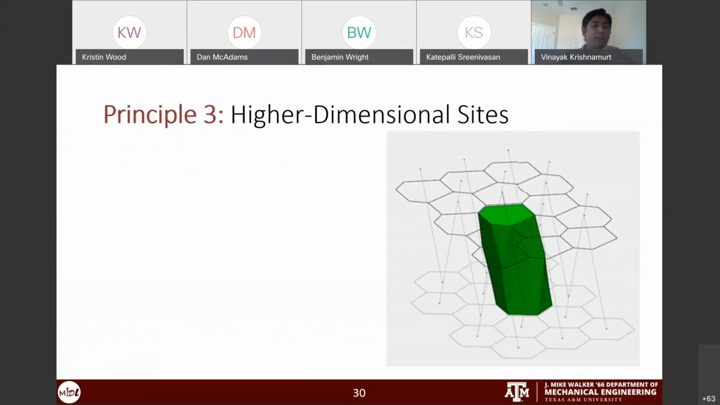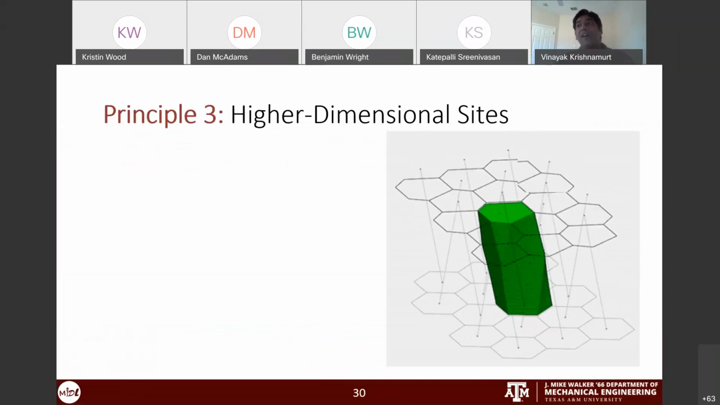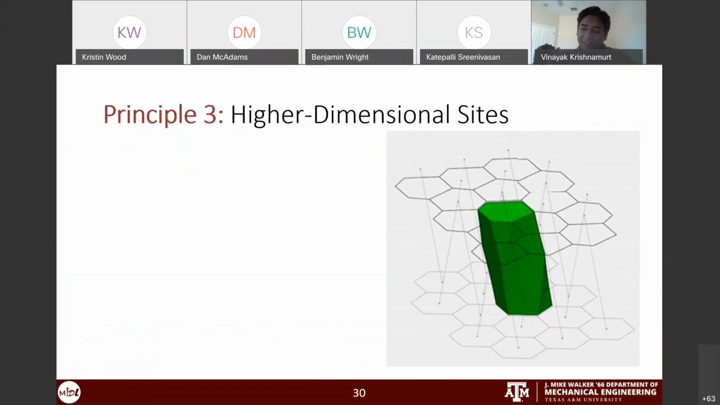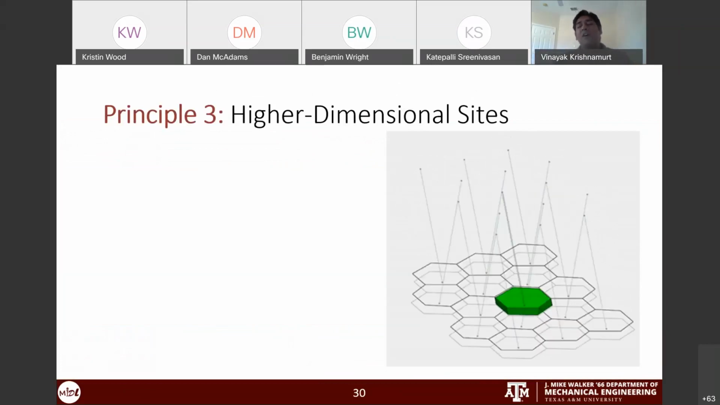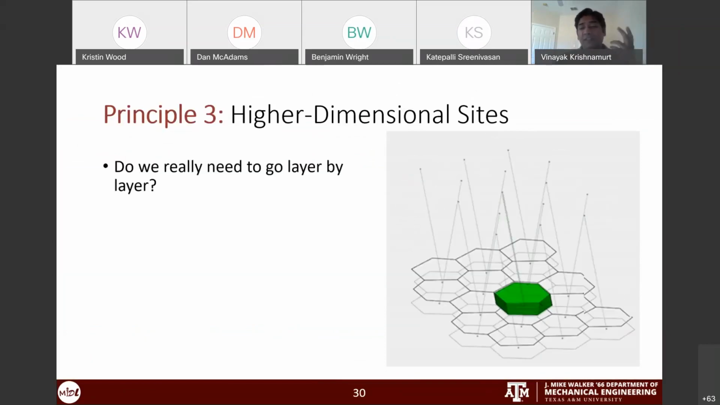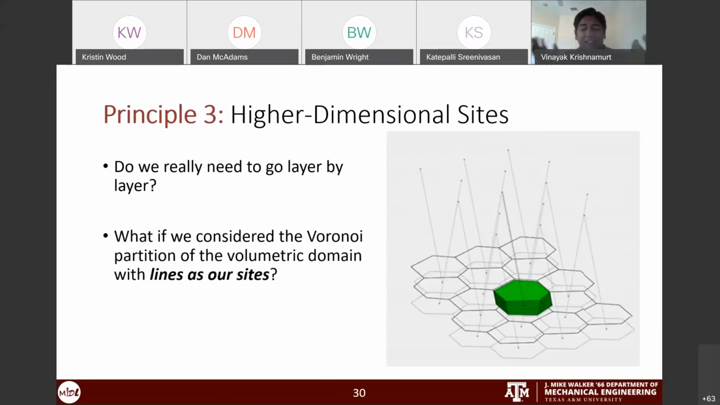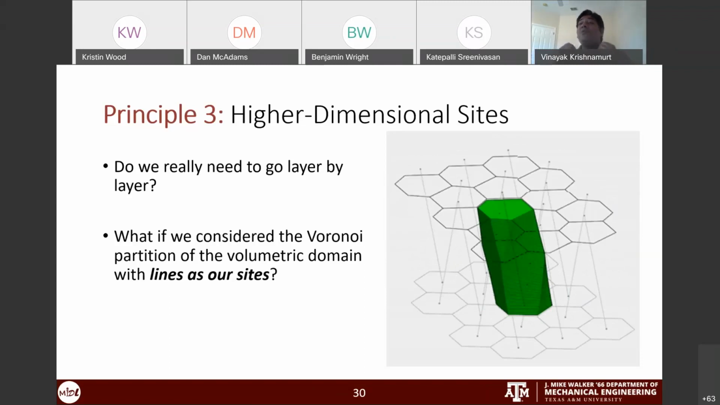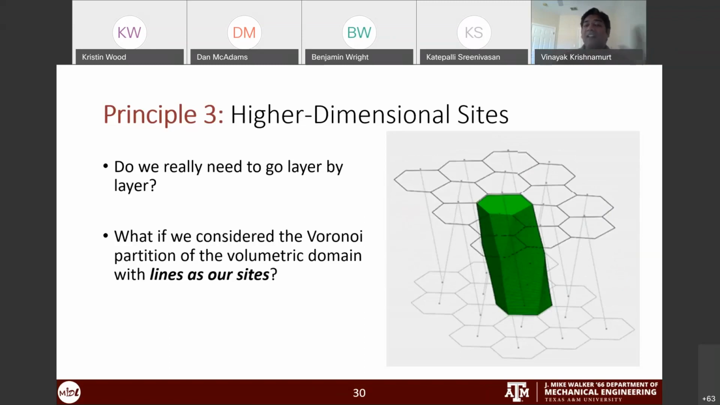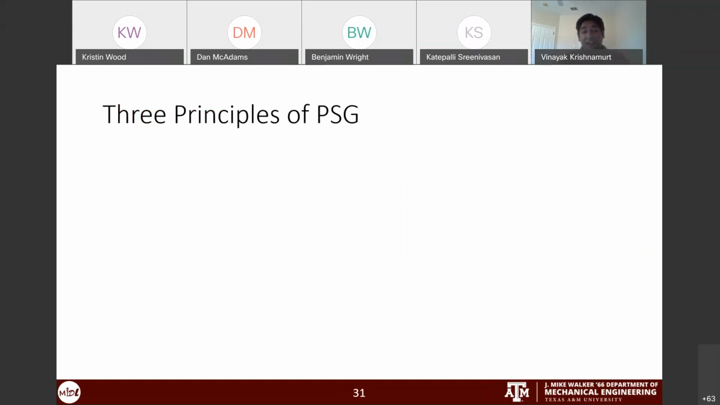Now the third principle is looking at the sites themselves. Okay, so far when we have looked at the shape, we have looked at a slice, and each slice is a bunch of points, and we are generating a Voronoi partition using those points as sites. But do we really need to do this? Do we need to do it layer by layer? What if we directly take these lines, suppose we call them control lines, and we do a Voronoi partitioning directly on the basis of these lines? So this is the third and final principle that defines the entire idea of partitive solid geometry.